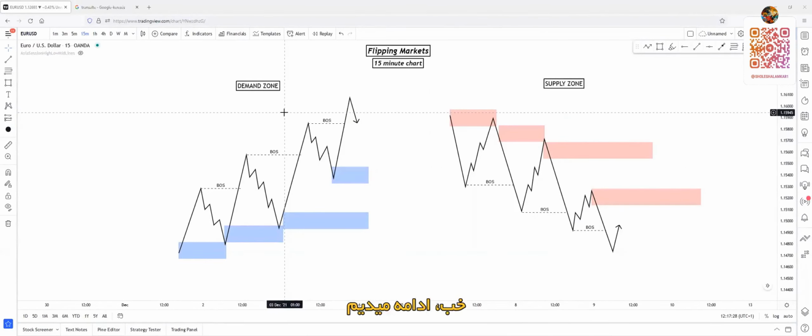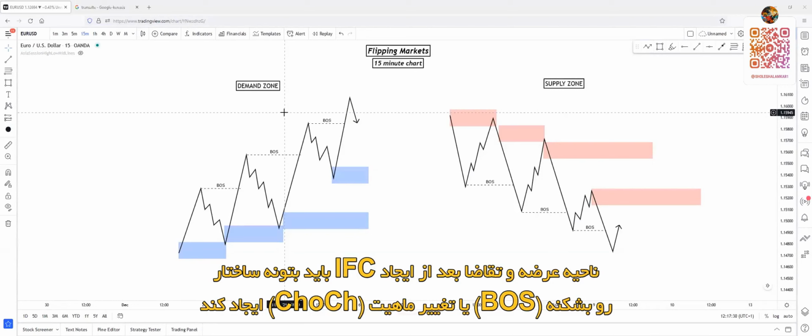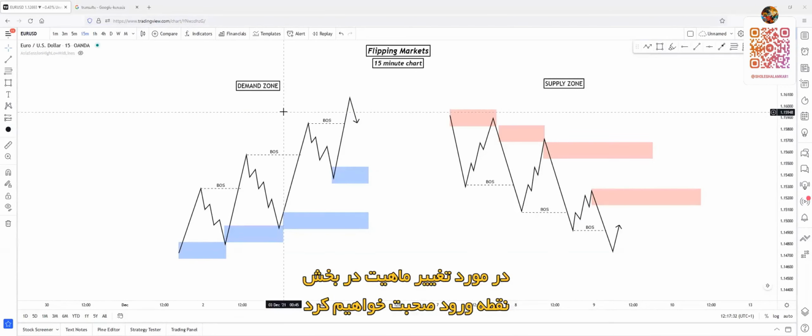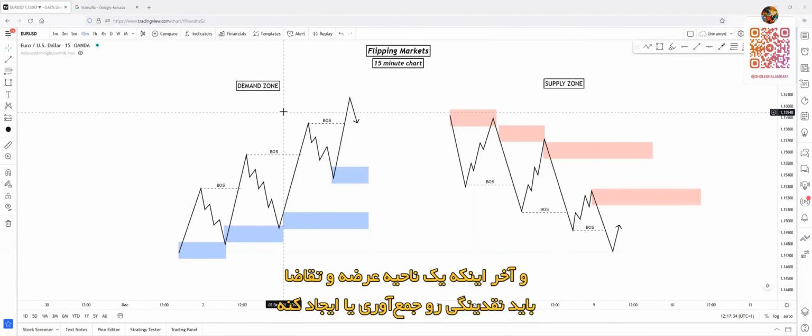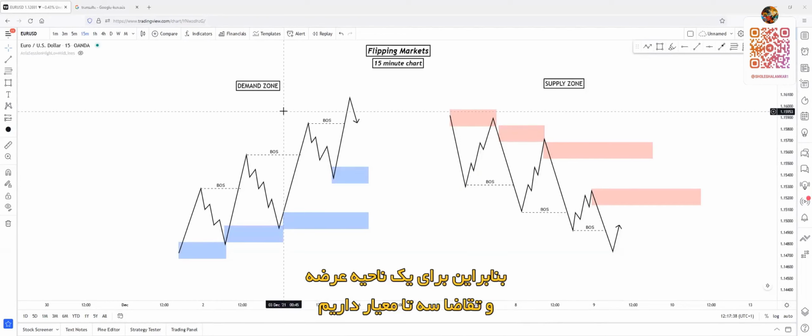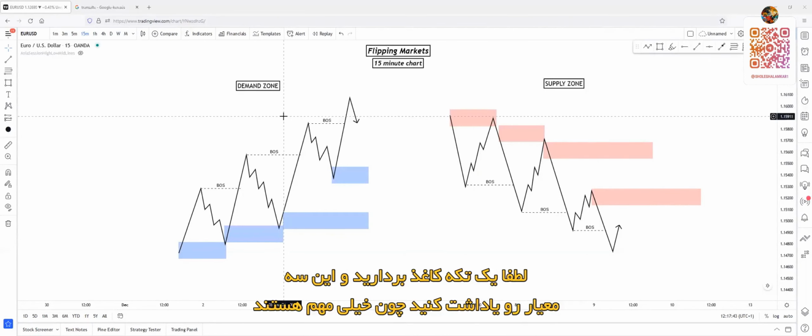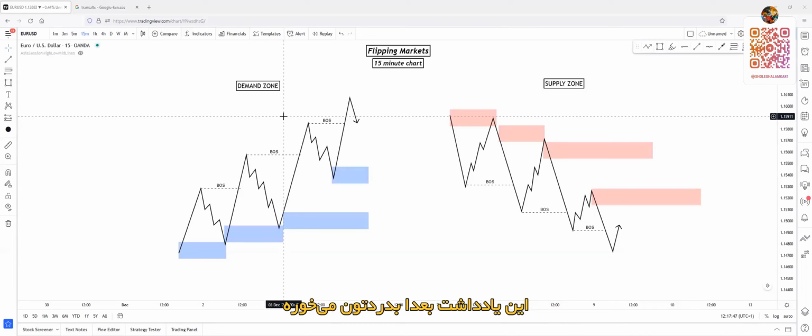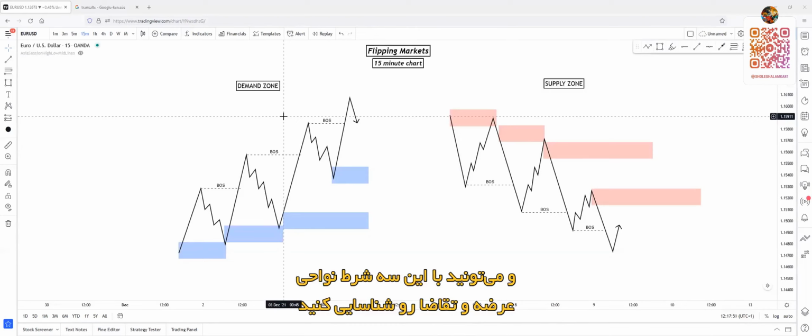Okay, move on. It has to break structure or change character. We'll talk about change of characters in the entry unit. And finally, it has to create or collect liquidity. So we have three criteria for a supply and demand zone. Please grab a piece of paper and write it down, because it will be very, very important in the future to write these three criteria down, because you'll be able to identify the zones based on these three criteria.